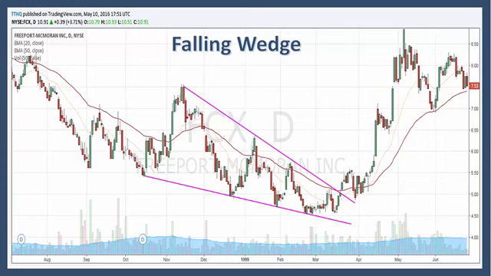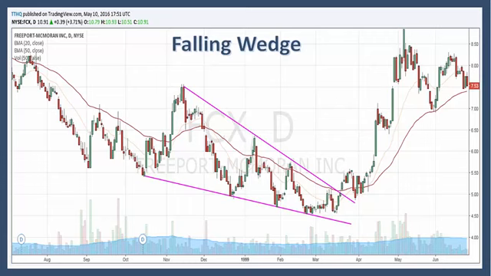So even though selling pressure may be diminishing, demand does not win out until resistance is broken. And as with most patterns, it's important to wait for a breakout and combine some other analysis to confirm your signal.